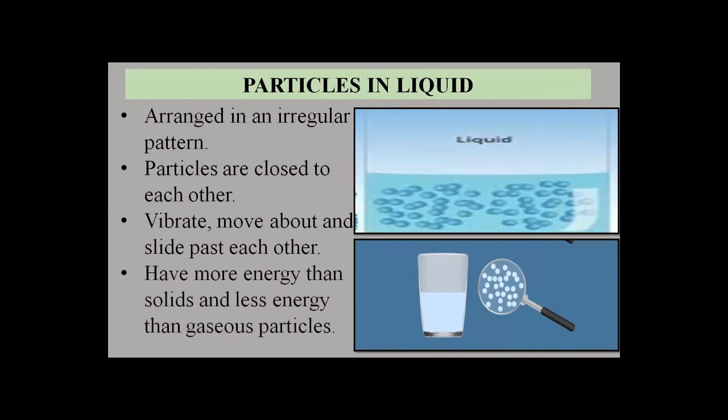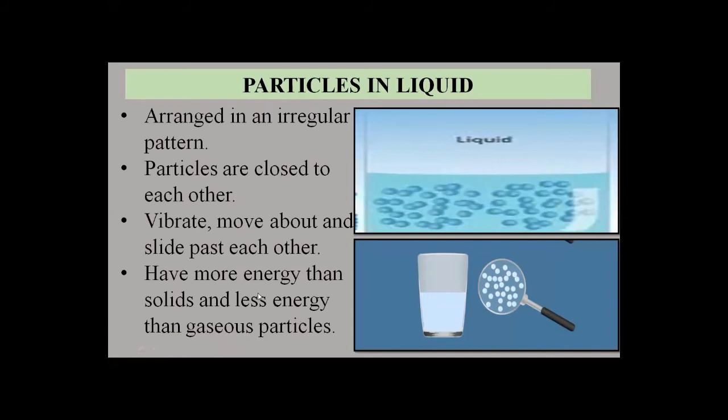And the last property: the liquid particles have more energy than the solid and less energy than the gaseous particles. So these are all the properties of the particles in a liquid. They are arranged in an irregular pattern. You can see that this is an irregular pattern. The particles are close to each other, vibrate, move about, and slide past each other, and have more energy than the solid and less energy than the gas.